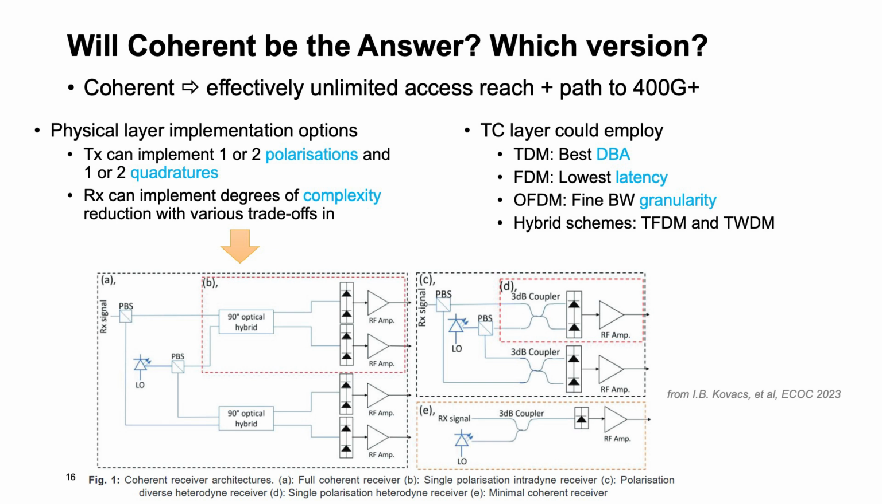What this picture is showing here is different complexities of coherent receivers. So this is a full coherent receiver, and then these are simplified versions. This is just coming from the research literature. We're looking at what are the advantages and trade-offs of these different techniques, and can we actually make coherent low enough cost for the typical applications we have for optical access.